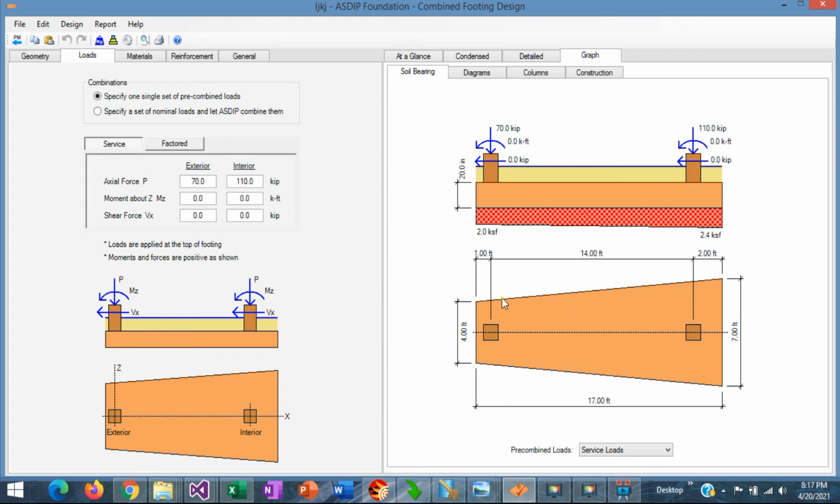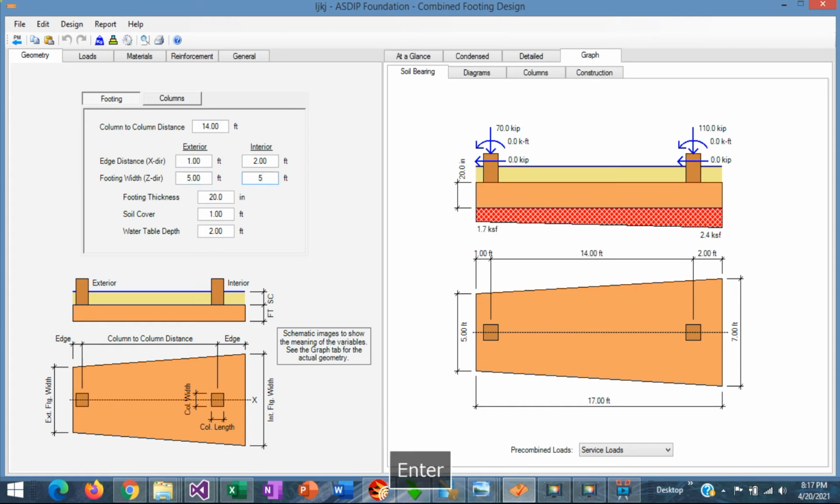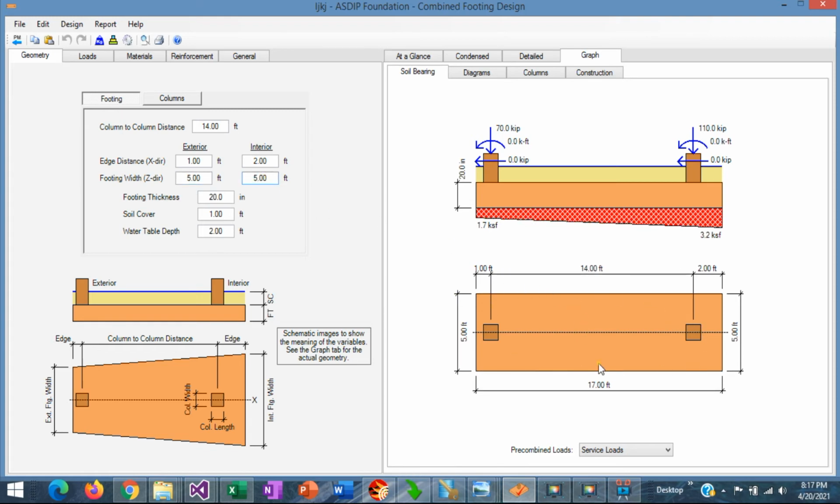Now, if the footing were rectangular instead of trapezoidal, what would happen? Well, we can see that easily here in ASDIP Foundation. For example, if instead of 4 and 7, the dimensions at the ends, it's, say, a rectangular 5 feet and 5 at the other end as well. Now the footing is rectangular. It's much easier to build something like this. But look at the bearing pressure. Here is 1.7 and here is 3.2.